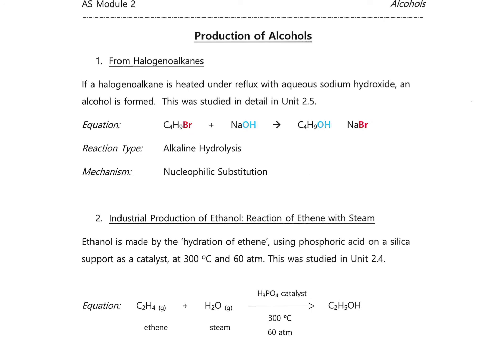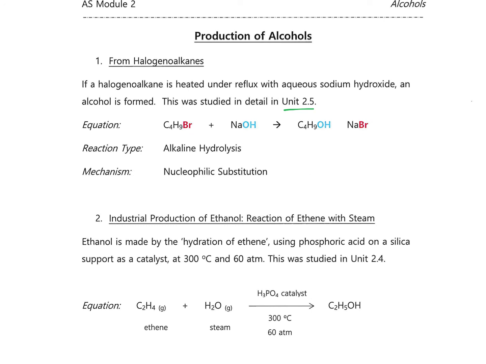So if you remember back to our halogenoalkanes topic, if we get a halogenoalkane and we heat it under reflux with aqueous sodium hydroxide, remember that this is a hydrolysis reaction. And we looked at that mechanism in detail in Unit 2.5, so you can look back at those notes if you need the detailed mechanism. But this is a method of preparing alcohols. From the halogenoalkanes, you could be asked it in the context of a reaction of a halogenoalkane. From this topic, you could be asked it in terms of the method of preparation.